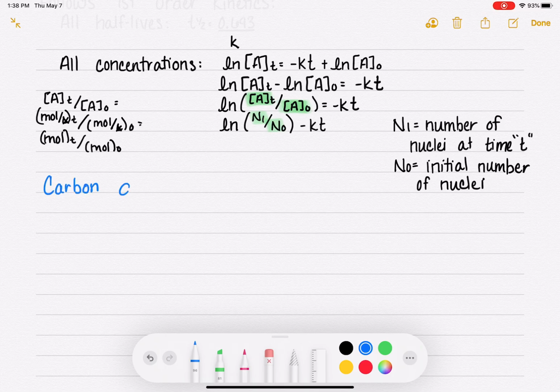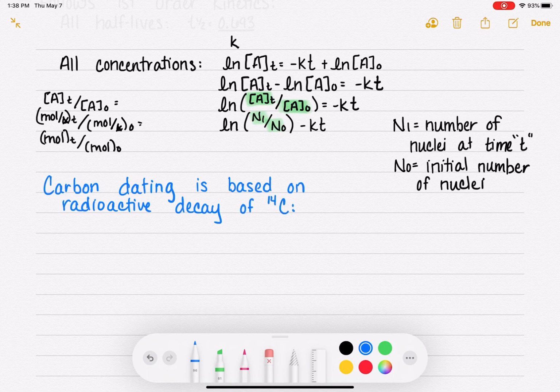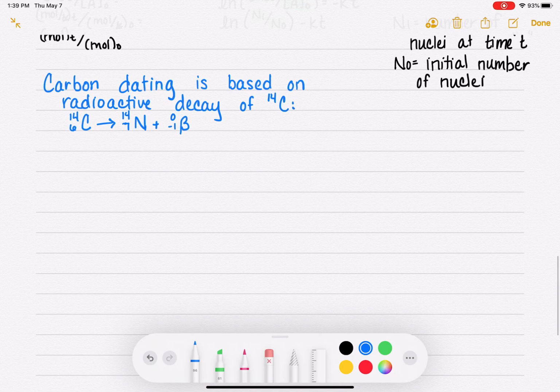Carbon dating is an application of this radioactive decay. Carbon dating is based off of the radioactivity of the carbon-14 atom. Carbon-14 undergoes radioactive decay to produce nitrogen-14, and it does that by spitting out an electron or a beta particle. And so we can use the amount of carbon-14 in a particular substance to make a prediction about how old the substance is. Here's an example of how we would do that.